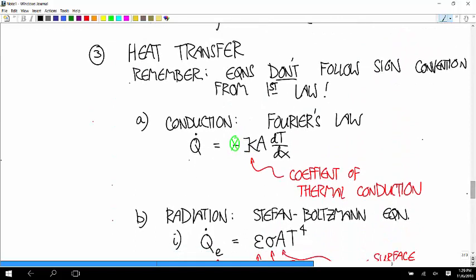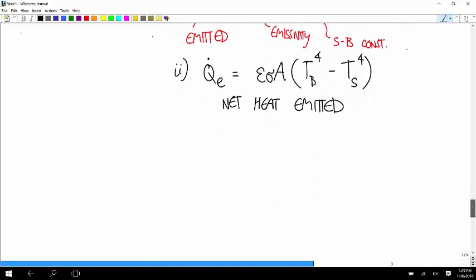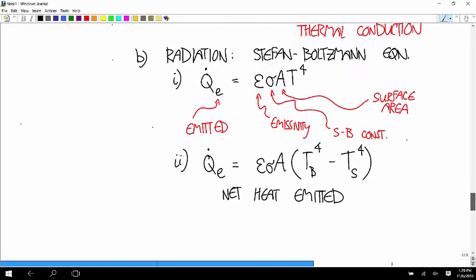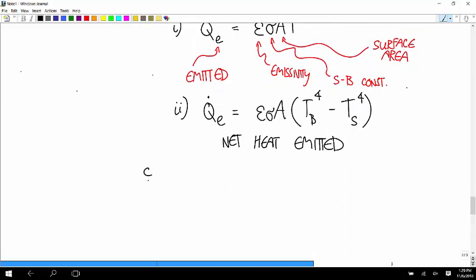Okay, so those are the three modes of heat transfer. Yeah, I didn't do that yet. Thank you.